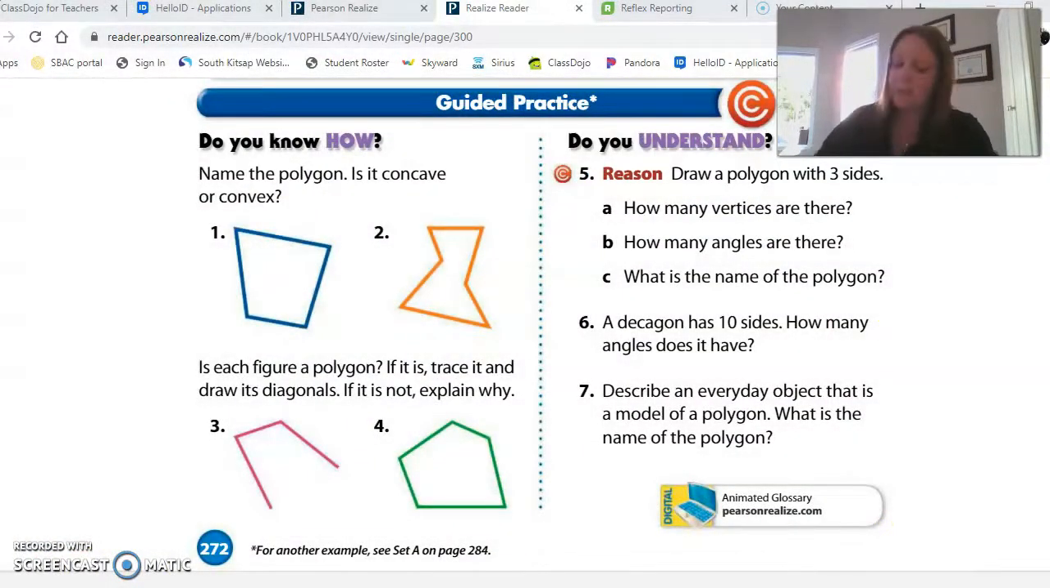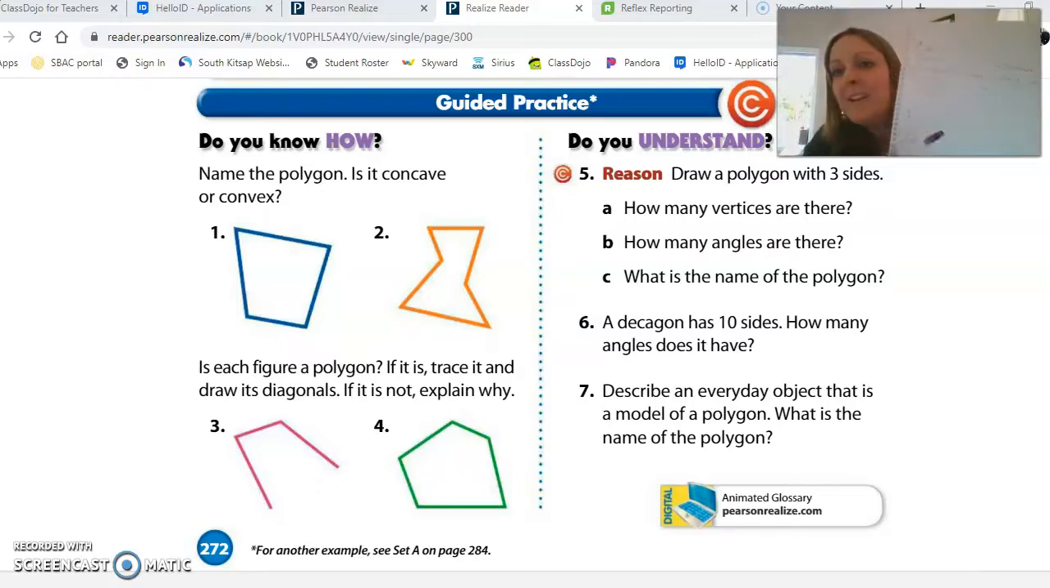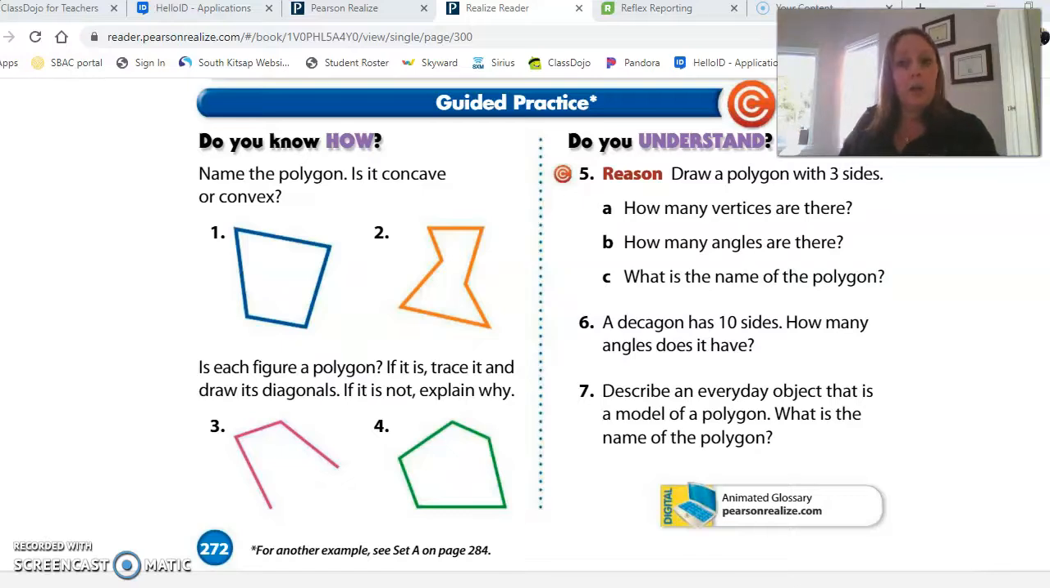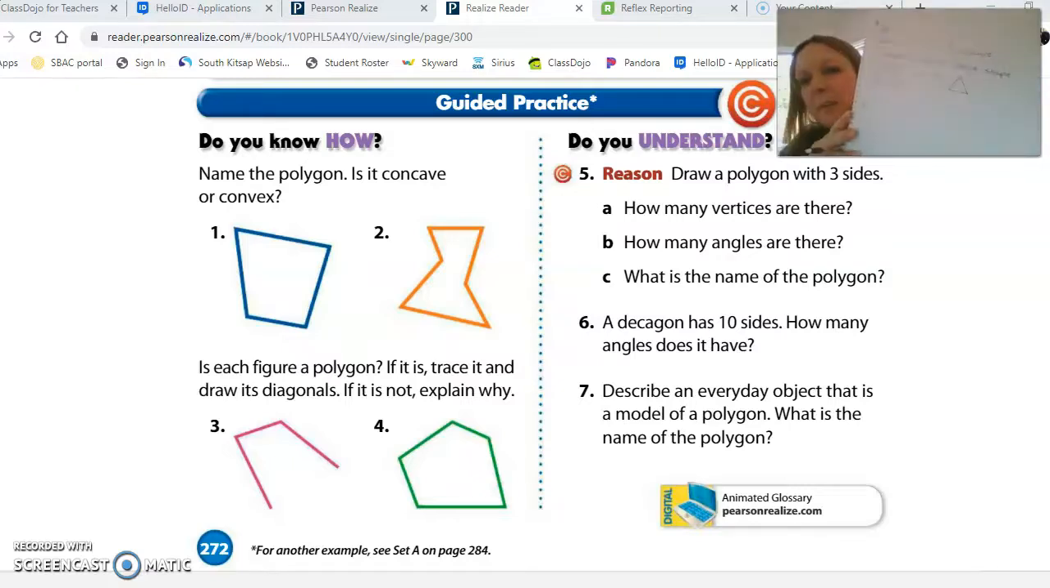Now because I don't know what kind of paper you're using, I'm actually going to put number 5 right over there, so that way I can fit it. It says, draw a polygon with 3 sides. Okay, my polygon will look like this. I did it a little bit small. You can draw it bigger if you want to.